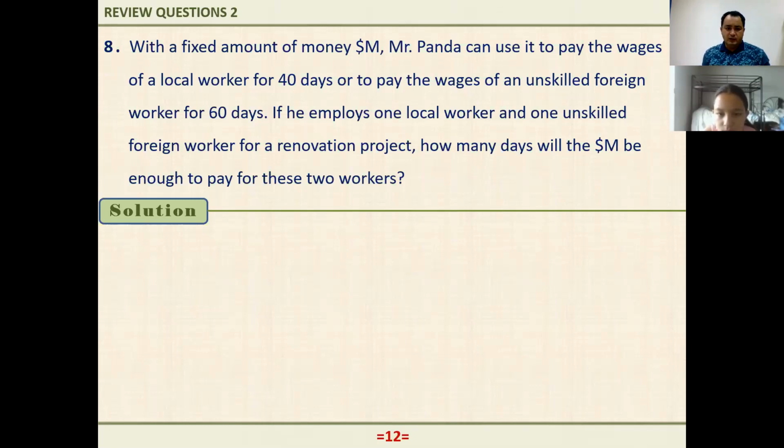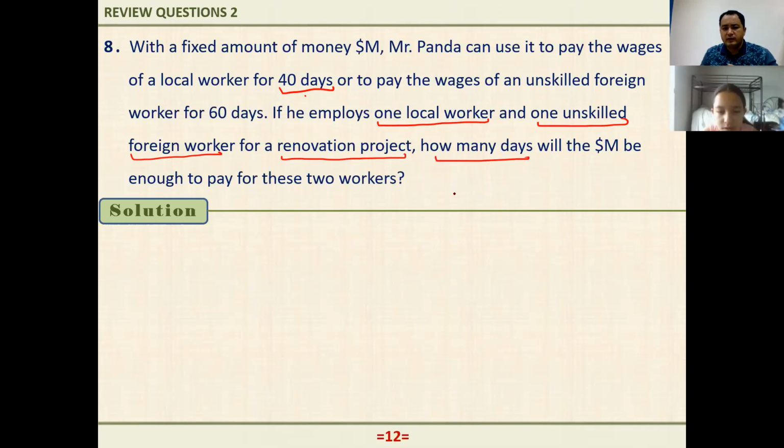Okay, Shahina, can you read this problem? With a fixed amount of money, $M, Mr. Panda can use it to pay the wages of a local worker for 40 days, or to pay the wages of an unskilled foreign worker for 60 days. If he employs one local worker and one unskilled foreign worker for a renovation project, how many days will the $M be enough to pay for those two workers?